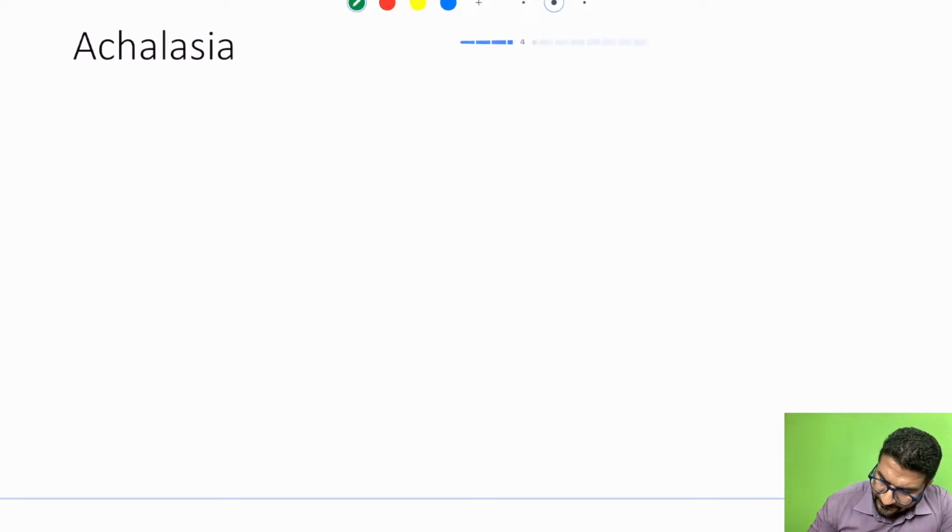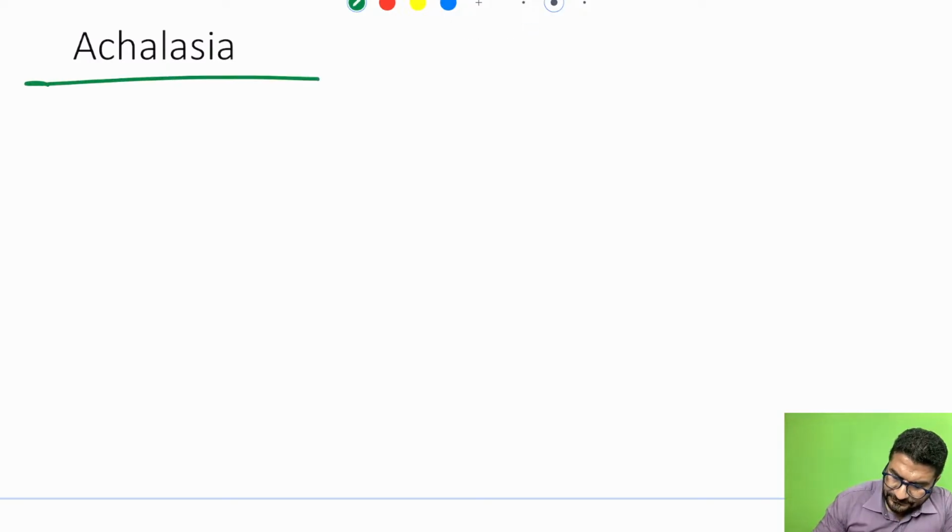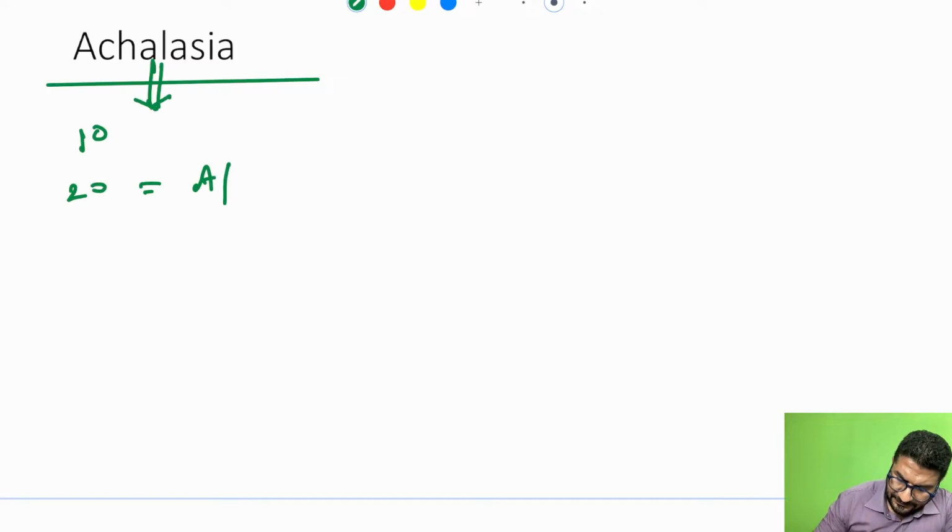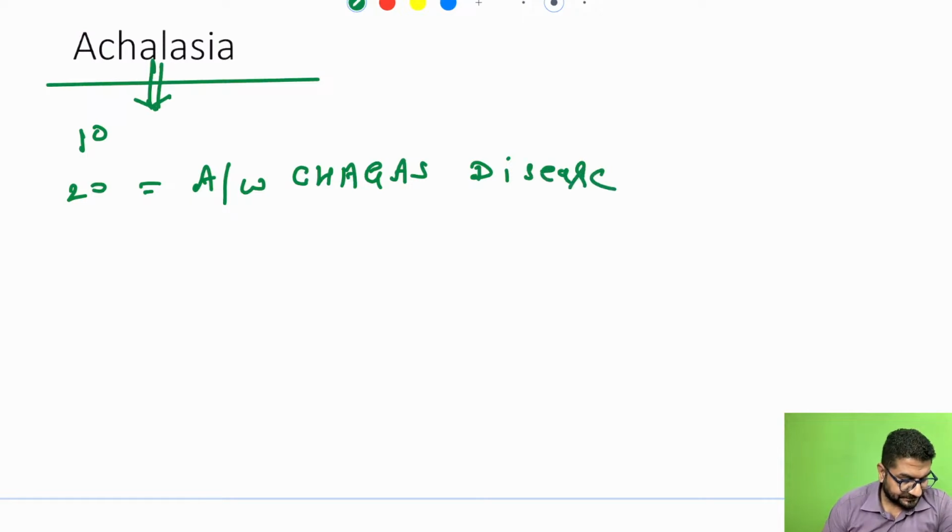Okay, achalasia cardia: failure of the LES to relax. You can notice what they ask you in achalasia. We can have primary achalasia and secondary achalasia. Secondary achalasia is associated with Chagas disease.